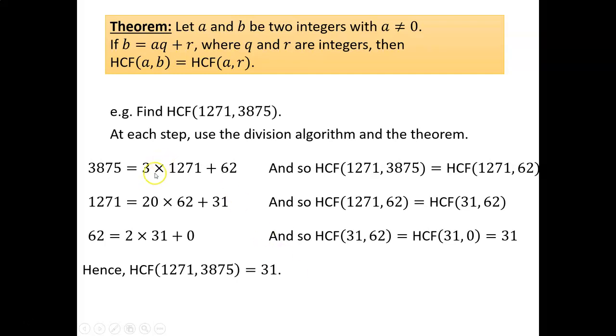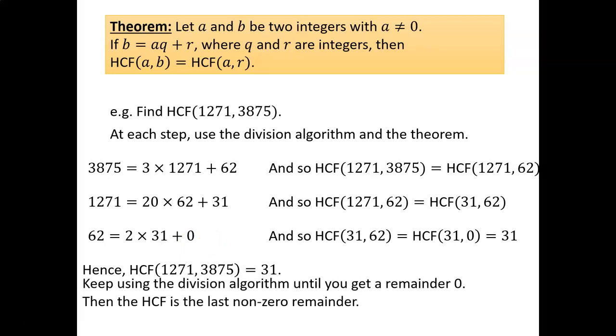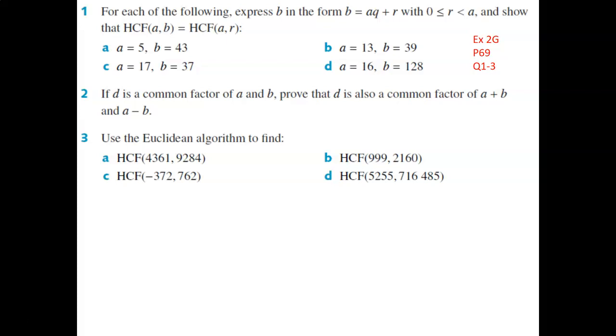It's really important that you set your working out clearly here. So if you use this, I've actually written my Q and then my A. It doesn't matter which way around you write it, but as you move your way down, make sure that this is always the Q and this is always the A, or vice versa. Okay, so pause the video now and use the Euclidean algorithm to answer questions 1 to 3.